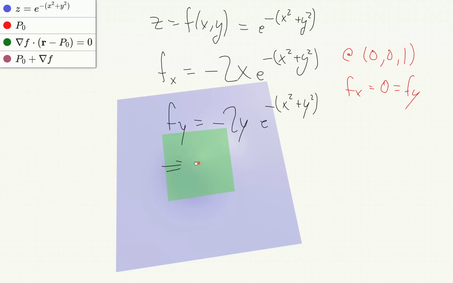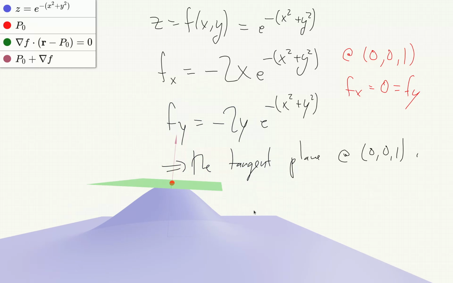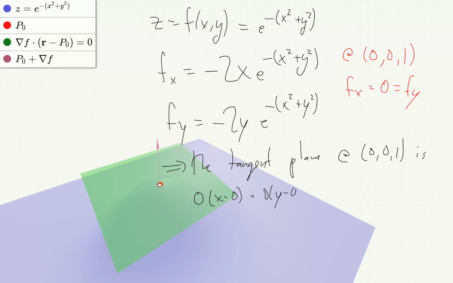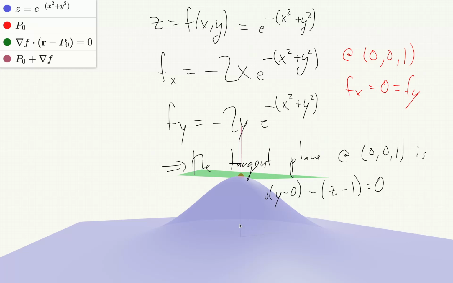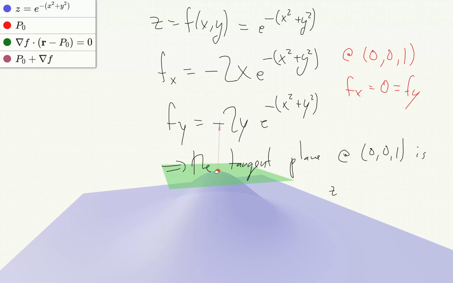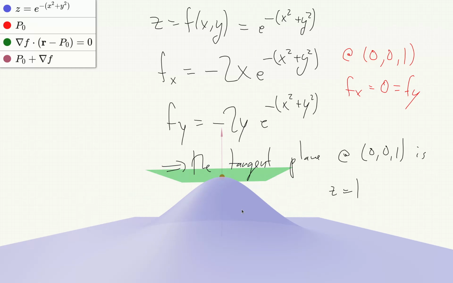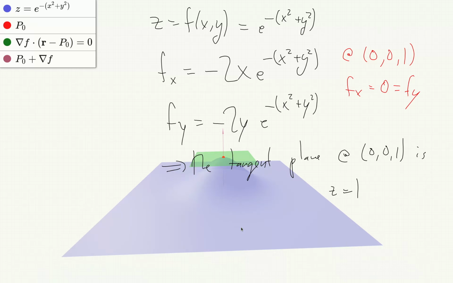So the tangent plane at 0, 0, 1 is 0 times (x minus 0) plus 0 times (y minus 0) minus (z minus 1) equals 0. But this, of course, simplifies to just z equals 1. And that we could have just sort of seen visually from the picture of this.